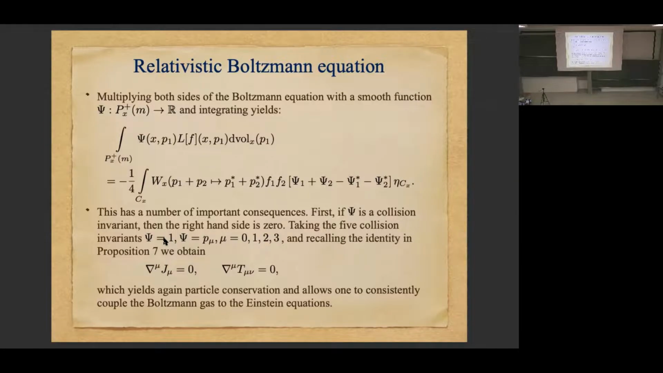Similarly, if the other collision invariants are just components of the momentum, because of energy-momentum conservation, then if this is proportional to P, this also goes away. And you have here P^mu L d vol. If you remember, this was the right-hand side of what you had in the gradient of T^mu nu, this identity in proposition 7. So this is fully consistent and allows you then to couple the Boltzmann equation to the Einstein equations.